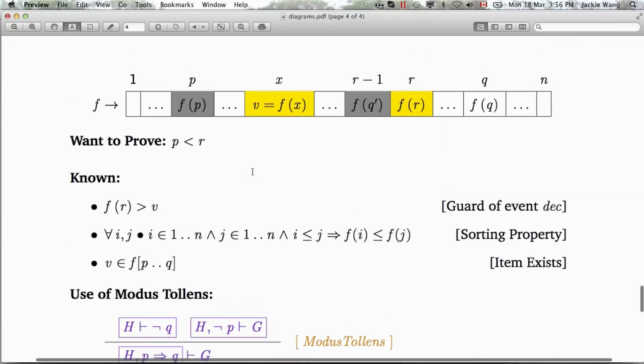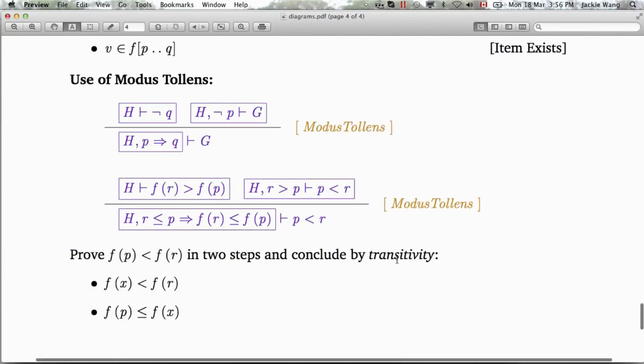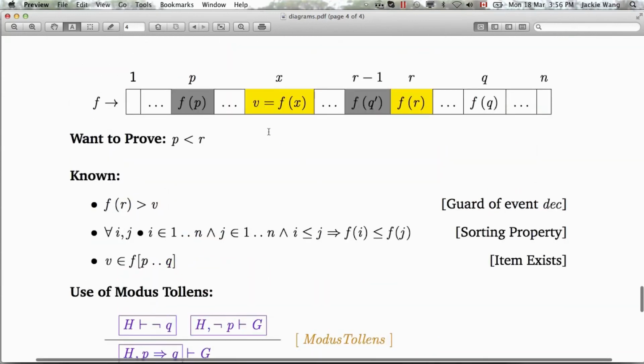So what we have is f of r is greater than f of x. What we want to prove is f of r is larger than f of p. We only need something in between to derive the theorem. So we will use something called the transitivity of the relationship. Basically, we want to add some hypothesis into the context saying f of x should be greater than or equal to f of p.